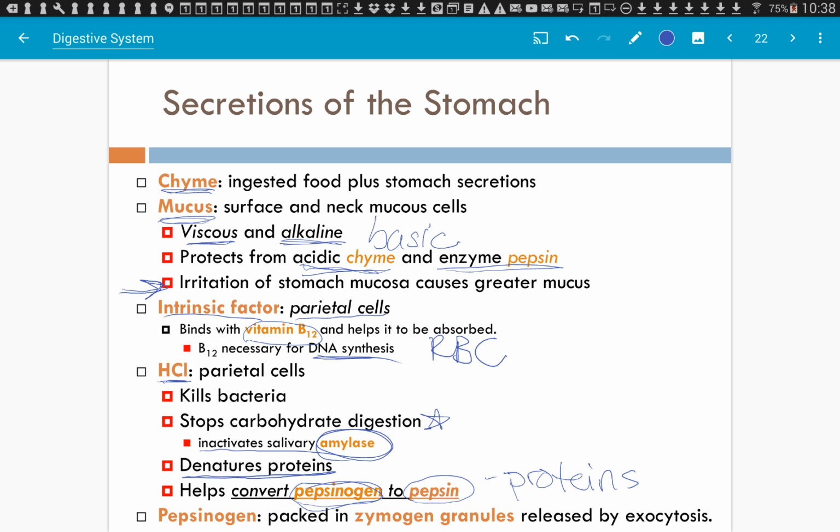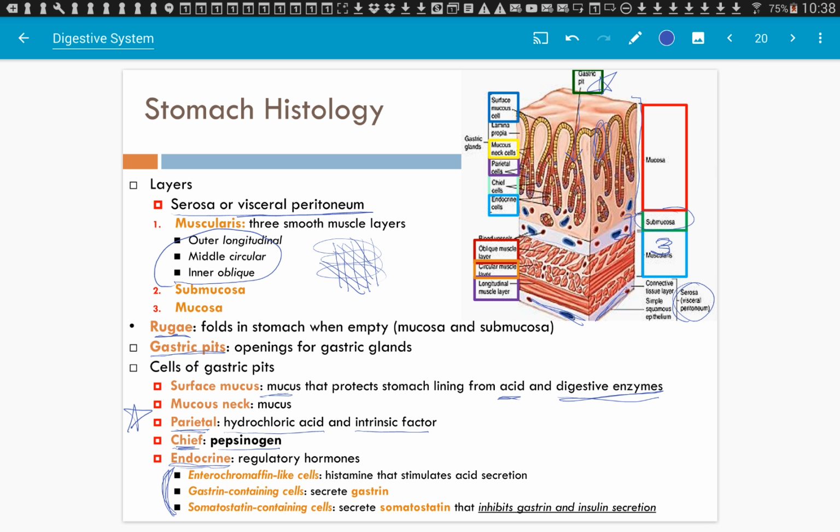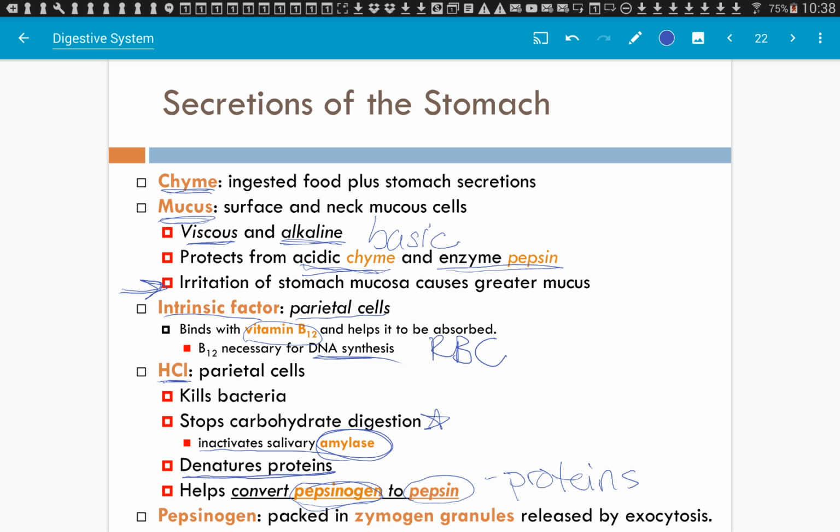Pepsinogen is a product that's excreted into the stomach by exocytosis. Don't really need to worry about that unless there's a particular cell that's producing pepsinogen. The chief cells, okay? So chief cells produce pepsinogen. It's made by chief cells, okay?